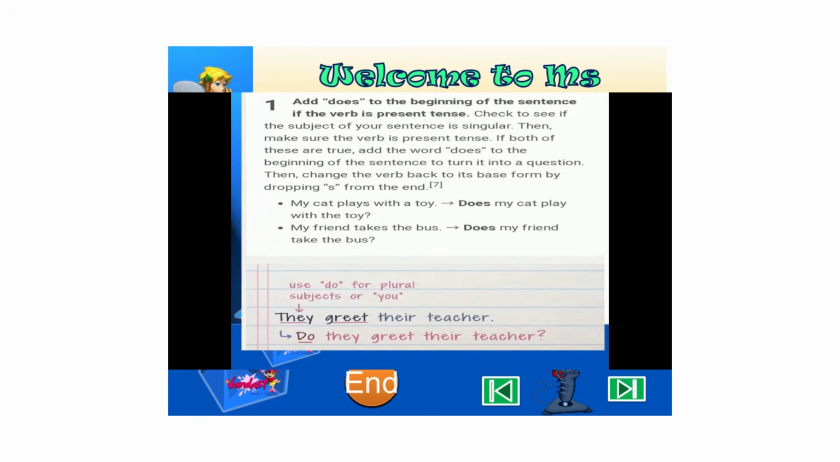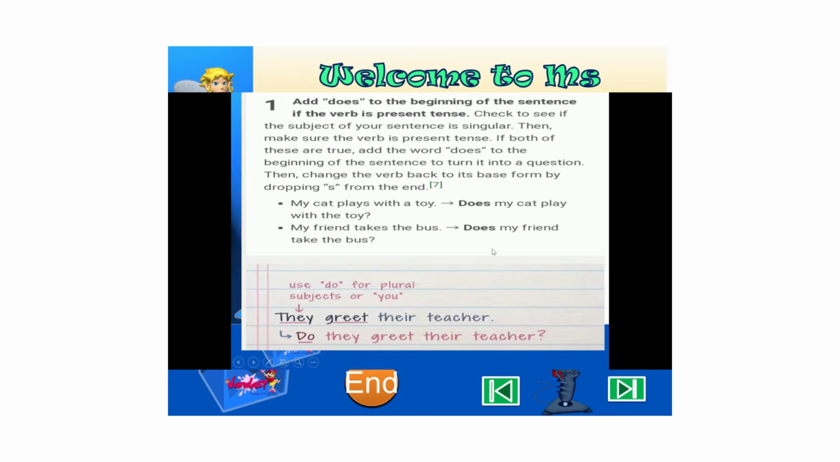Right. Now, what about when you don't have any auxiliary verbs and you need to change a statement into a question? My cat plays with a toy. You are going to use the word does. When do you use the word does? You only use the word does if the subject of your sentence is singular, and the verb is in the present tense. Only when the verb is in the present tense, that's when you're going to change the question by starting with the word does.